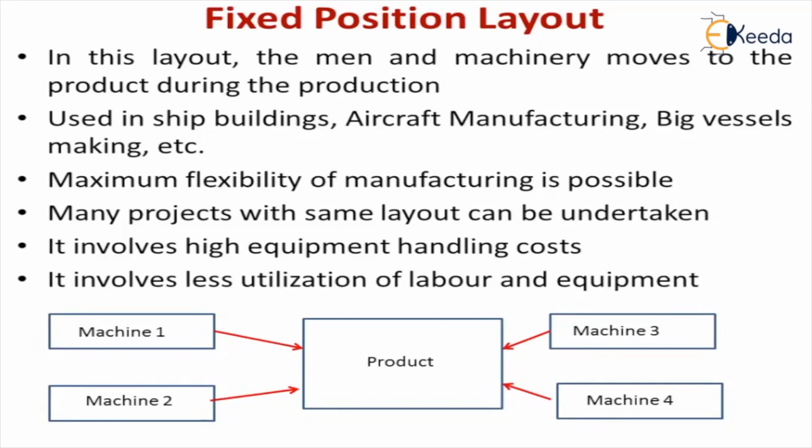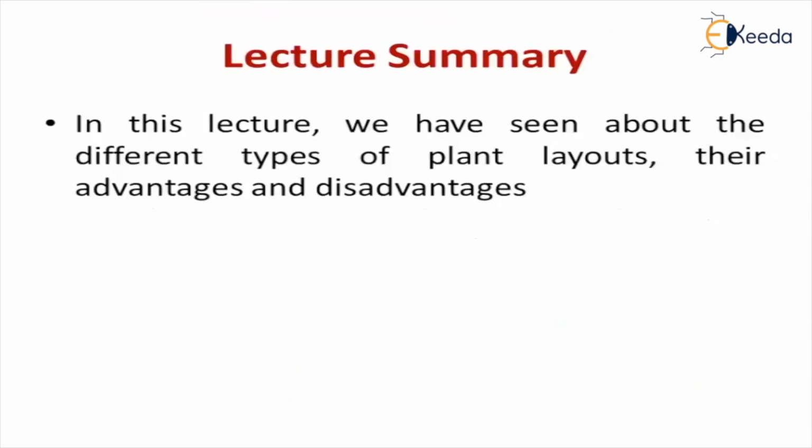As said, the product will be at one place. Machines 1, 2, 3, and 4 are going to approach the product to finish the work. So this is the fixed position layout. In this lecture, we have seen the different types of plant layouts, their advantages and disadvantages. Thank you.